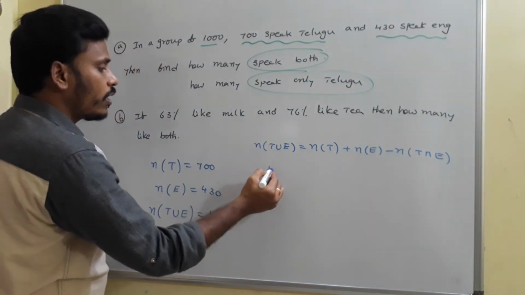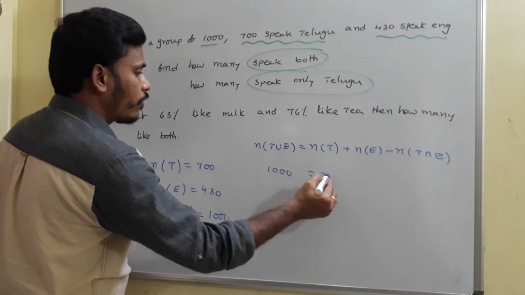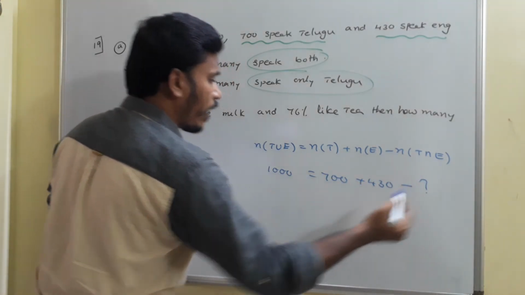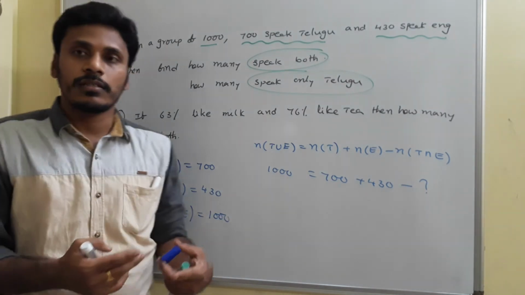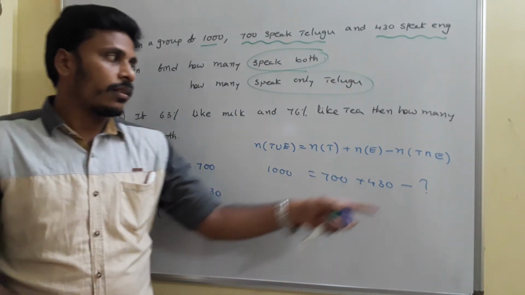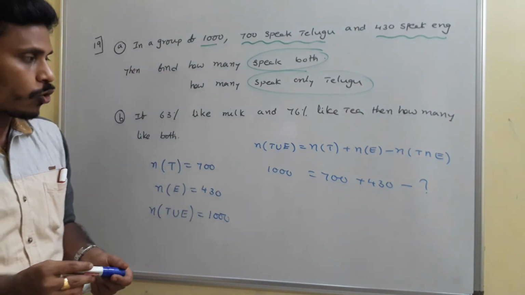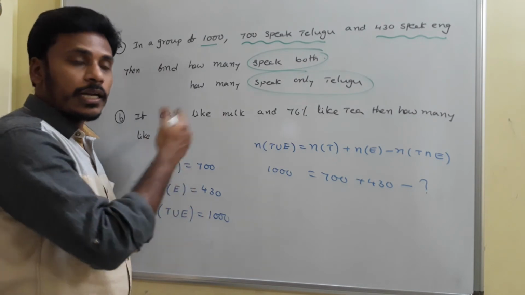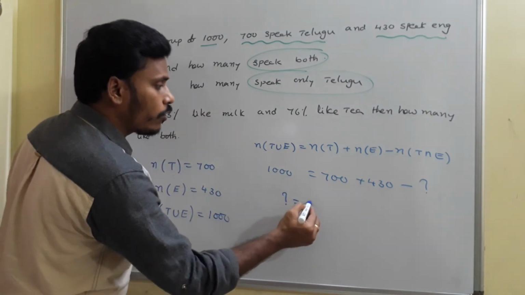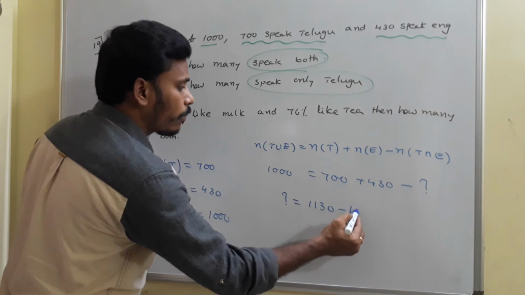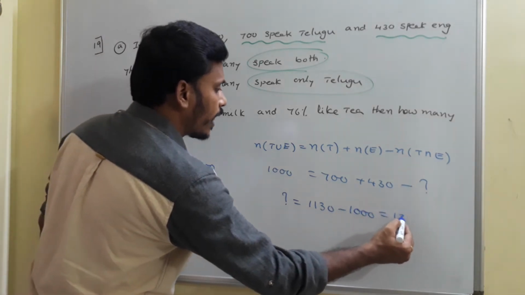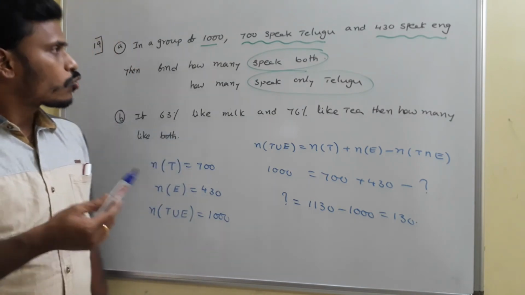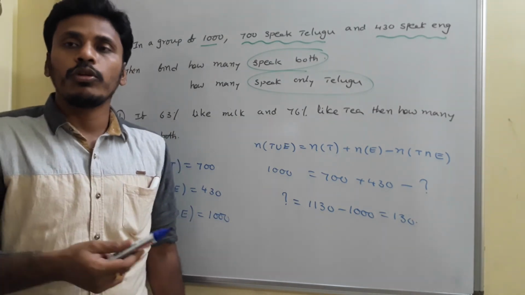So this T union E is just 1000, whereas n of T is 700 and n of E is 430, and we need to find the number of persons who speak both the languages. That intersection part we need to find, so take it as a question mark. While simplifying, you send this question mark to this side and 1000 to that side. So the question mark value is 1130 minus 1000, and you get 130. So totally 130 people will speak both the languages.